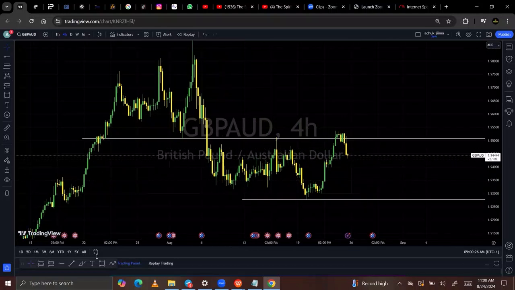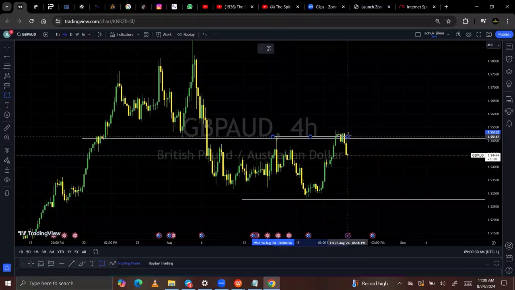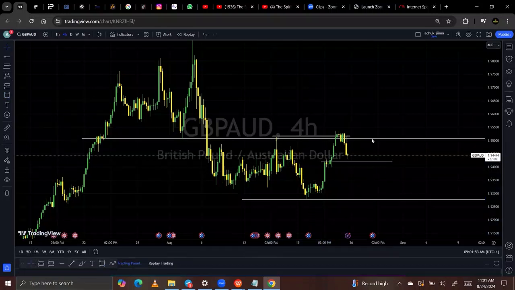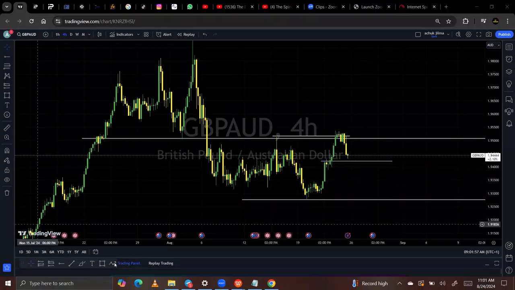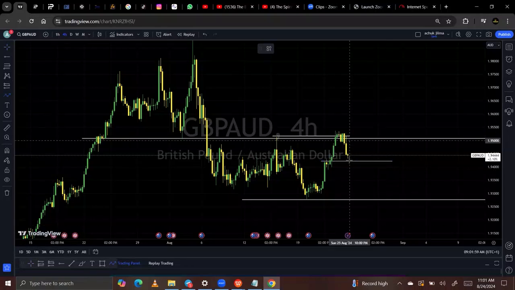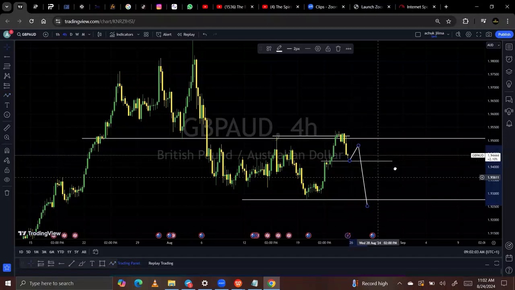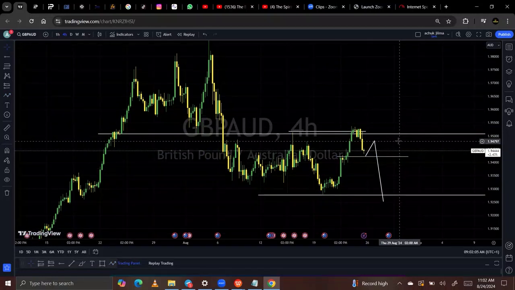So we know this is also our resistance area here, the same area, because the 4-hour has failed to break above this. And now we have this demand area here. So there will be a reaction on this demand area here. And then from here, we can begin to see this is what could happen, and then we head down to this area here. So that's what we expect next week on GBPAUD.